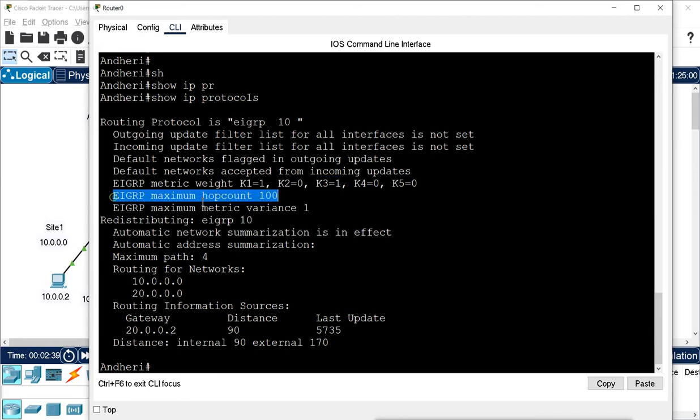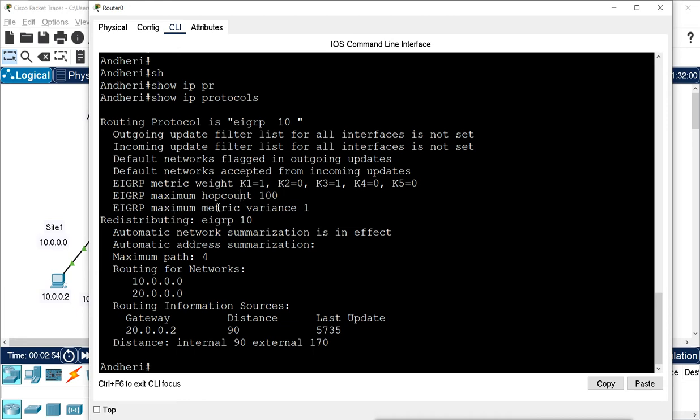Then this is the hop count, 100. It is there, but it is not used as a metric. It is only to limit the hops of this EIGRP protocol. By default it is 100. We can increase it to 255, and we can also decrease it down to 1.